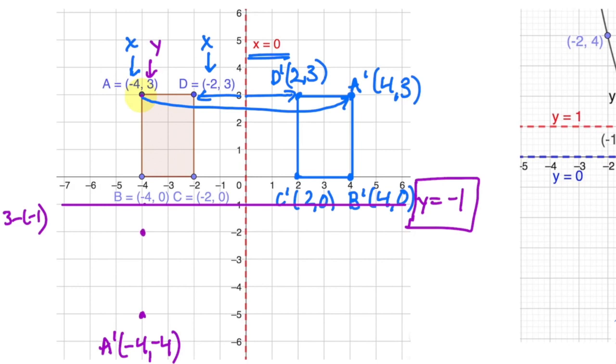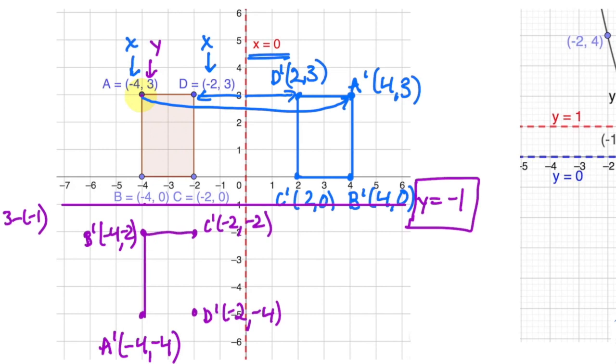Okay, and we do the same thing for B prime, noting again that the x value stays the same, but the difference between -1 and 0 is 1 unit. So we need to move it down another unit. Okay, C prime is -2, -2, and D prime is -2, -4. Again, this is easy to see visually, but I think it's important to talk about how we would calculate these things.